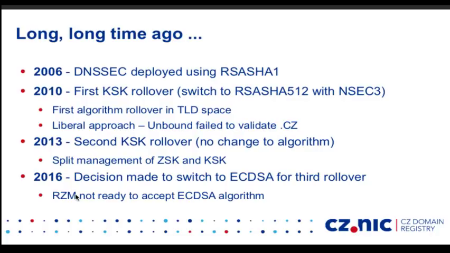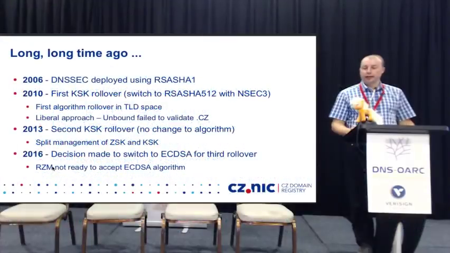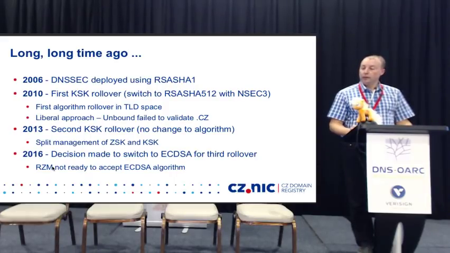But at the time we realized that it's not easy to do an algorithm rollover. There are some necessary steps, like pre-publication of signatures with the new algorithm and things like this, that were described later in the RFC.